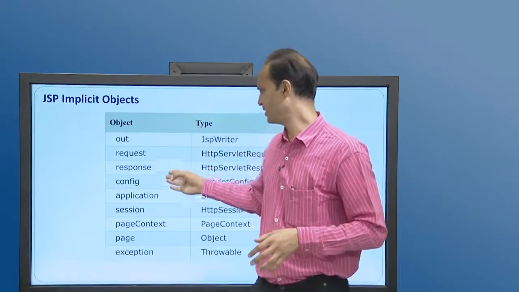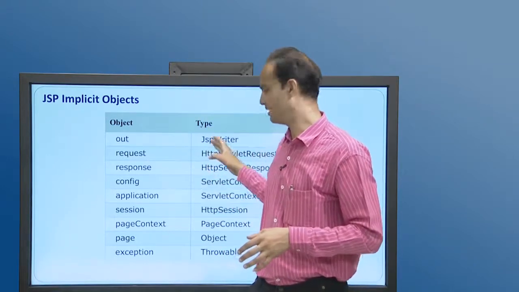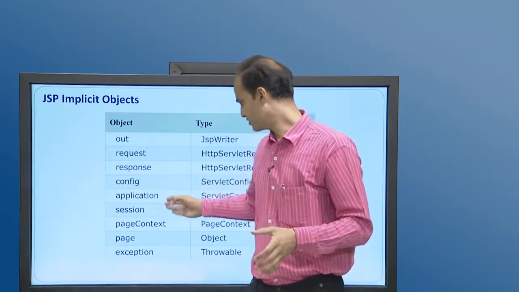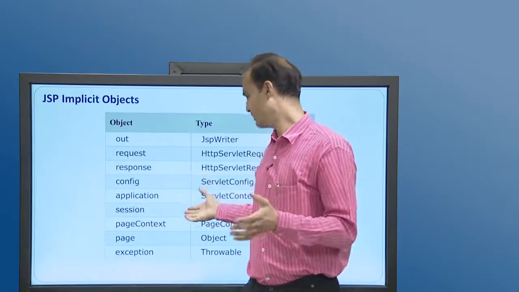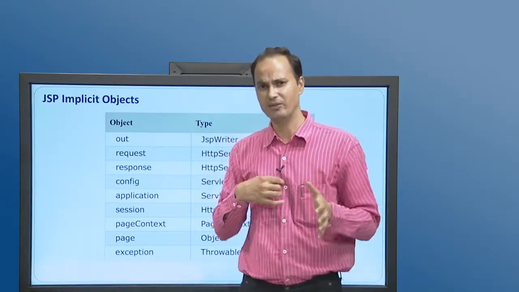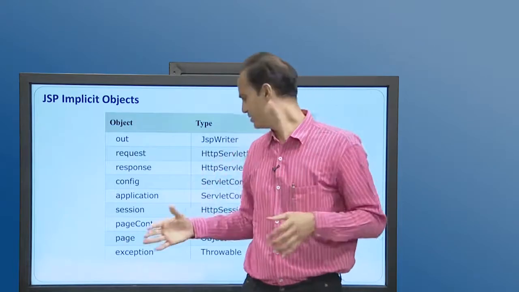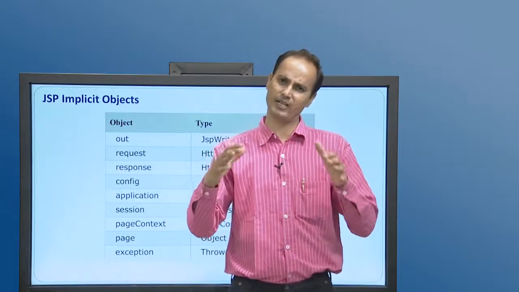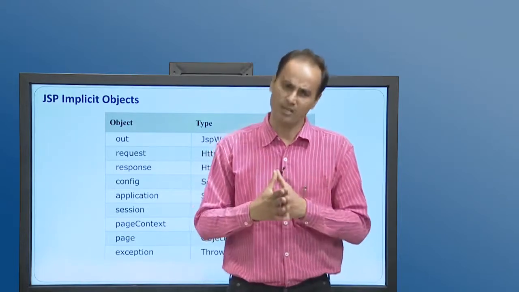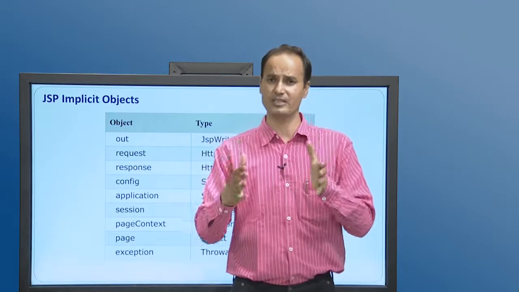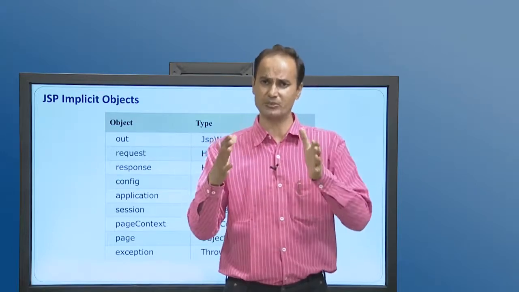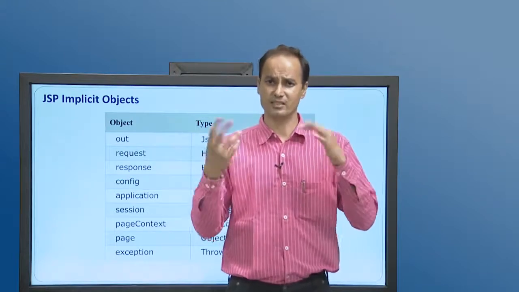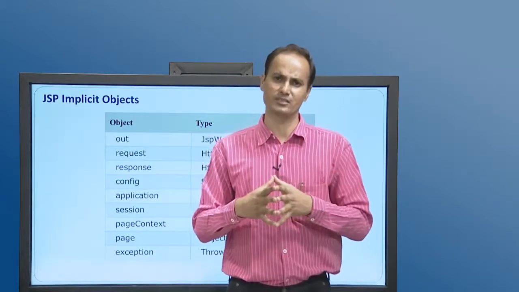In the same way, the config instance is there, with which we can configure the servlet initialization parameters, the application instance is there, the session instance is there to set the session, pageContext we can use to set the context and environment information, and then the page object is already there. If an exception occurs, then you can handle it using the exception object. So, these are the implicit objects, and they help us to manage the JSP page very efficiently without declaring many classes and initializing the instances.